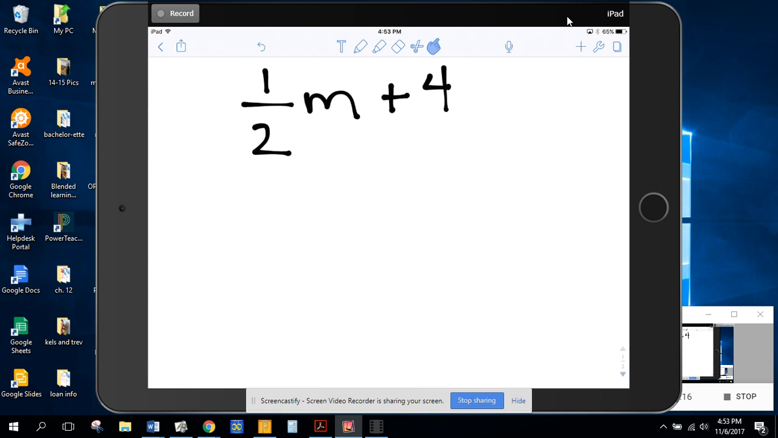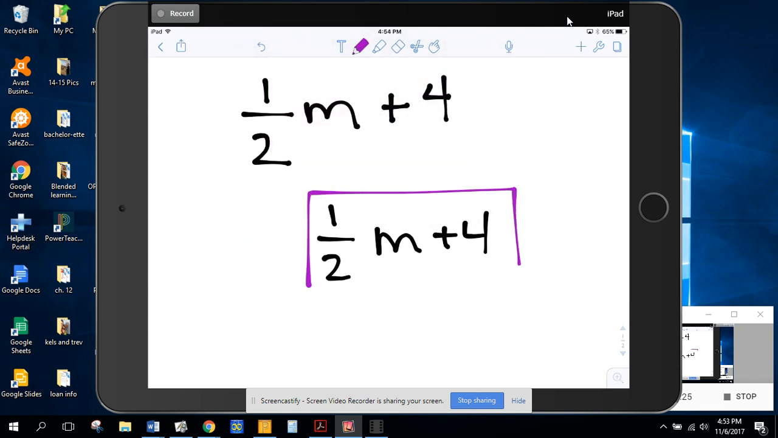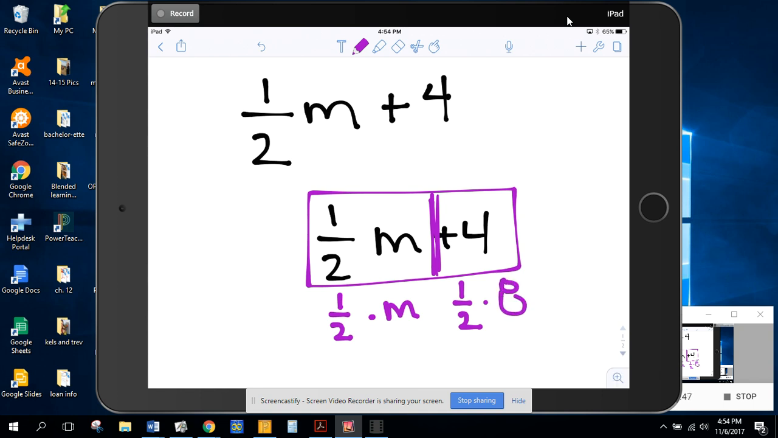So I'm going to rewrite the problem. So 1/2 m plus 4. We're going to box it in, making sure to separate our unlike terms. And I'm going to tell you right now, I automatically know my 1/2 is going to say goodbye, but I need to rewrite these as multiplication problems. So it's 1/2 times something that would give me 4. Okay, so half of 8 would give me 4. So this is going to be an 8 here.